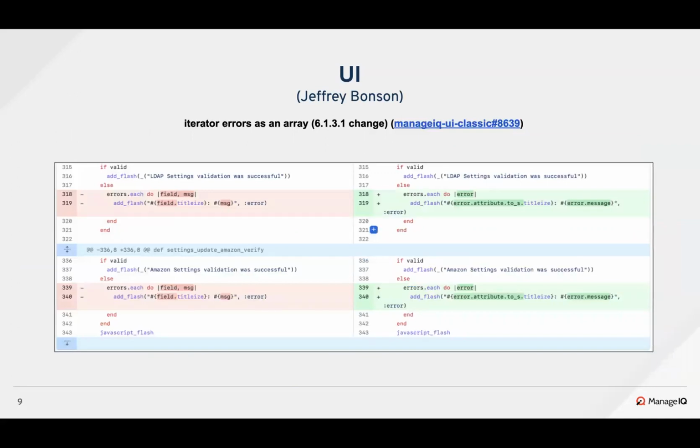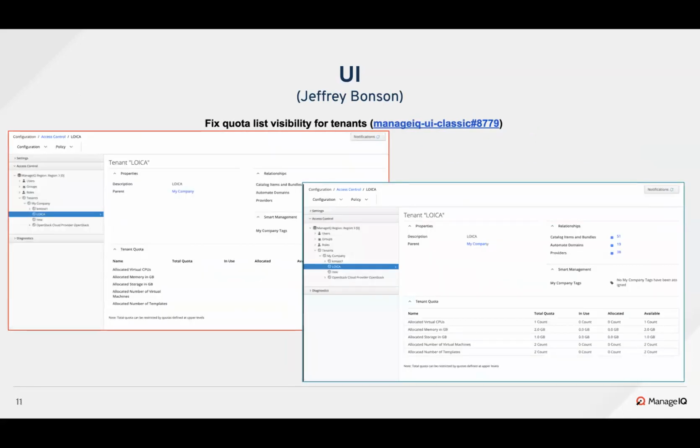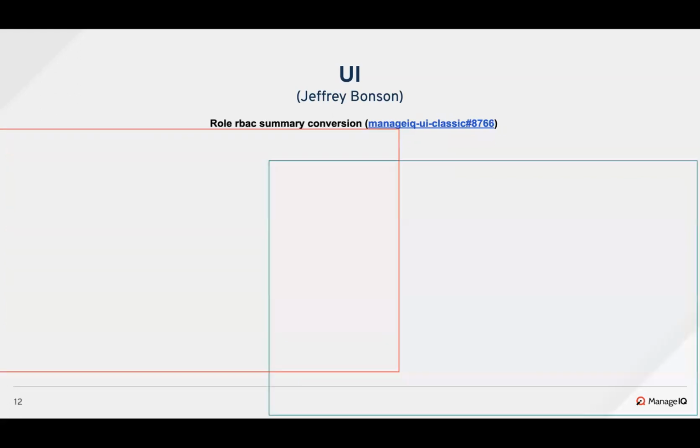Keenan had made a few fixes in rendering the flash error messages in Classic Repo. Next slide. David had identified and marked a few strings for translations in the service request form. Next slide. The tenant quota list was printing blank values in the tenant summary page. This was due to the fact that the data needed for the structured list component was not loaded properly. Once we fixed that, we also added some style changes along with it. Next slide.